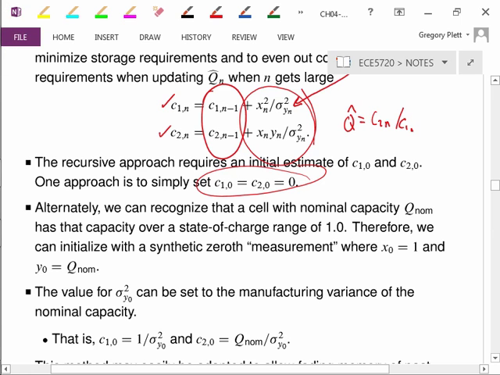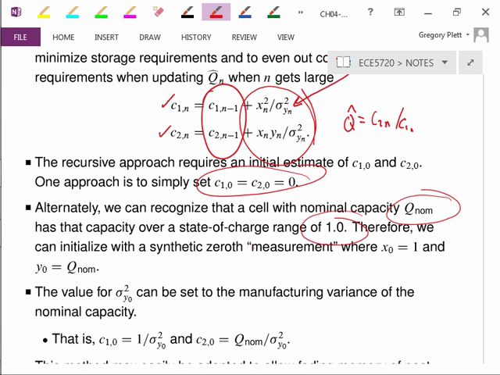Presumably, we know the nominal capacity of this cell. We can read it off the side usually, and say, oh, this is a 2.5 amp hour cell, so I know Q nom. It's not a perfect estimate of the capacity of this cell, but it's better than 0. And we know that we have that capacity over a state of charge range of 1. So we can use this when we are computing our estimates.